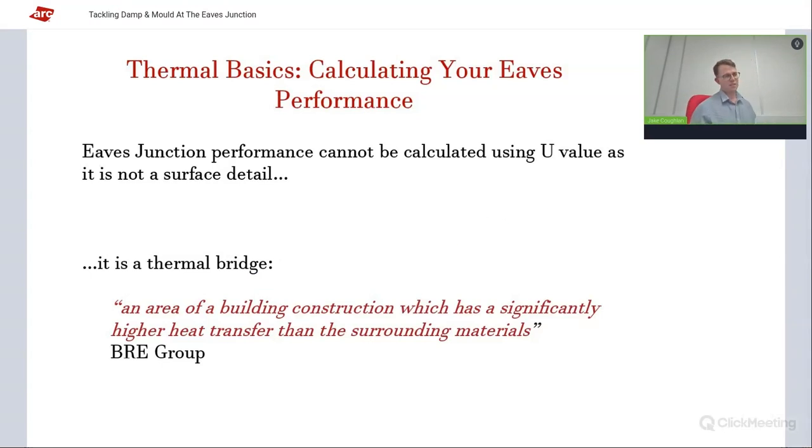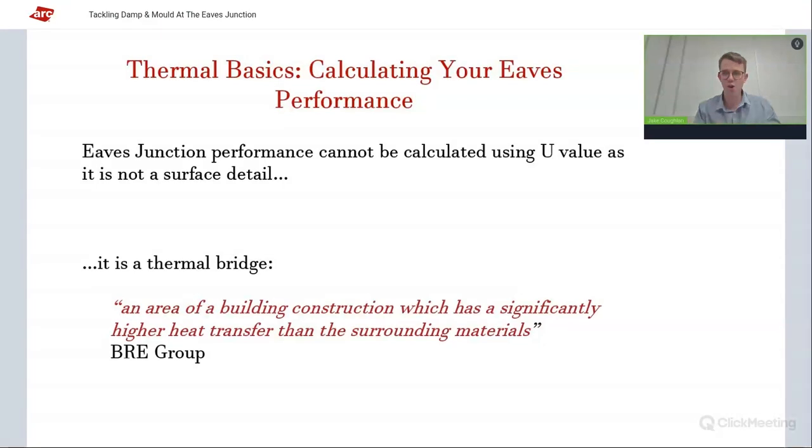All that being said, that's very relevant for your flat surfaces, and also when you get onto strange things like skeelings, which we'll revisit in a bit. We can't use the U value at the eaves junction because it's not a surface detail, it's a thermal bridge. The BRE defined that as an area of a building construction which has significantly higher heat transfer than the surrounding materials. So that could be a point in a construction such as at the eaves, which is more difficult to insulate, so we end up with the thermal bridge there.